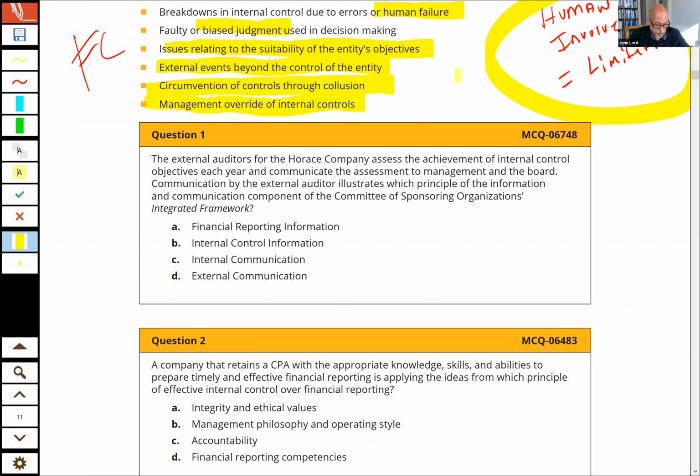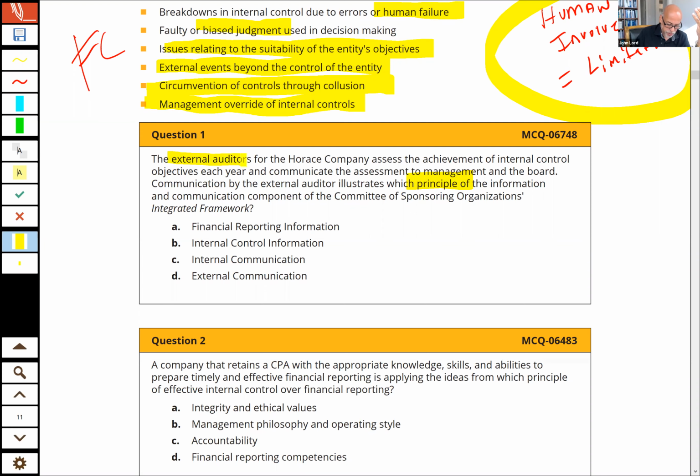The external auditors for Horace Company assess the achievement of the internal control objective each year and communicate the assessment to management and the board. Communication by the external auditors illustrates which principle of the information and communication component of the Committee of Sponsoring Organizations of the Treadway Commission? Now, you look at the fact that we're talking about principles. We said there were three principles under information and communication, which you would have had on a flashcard.